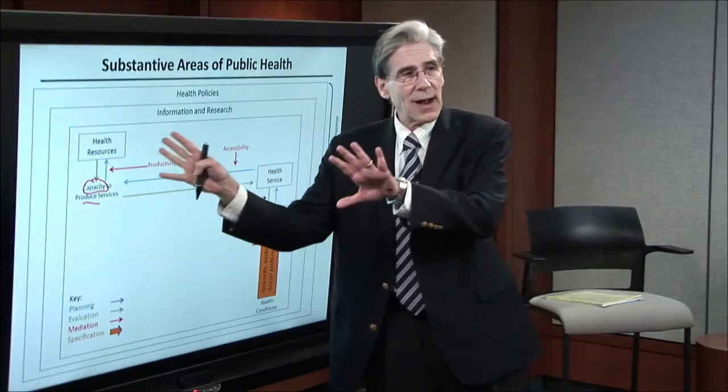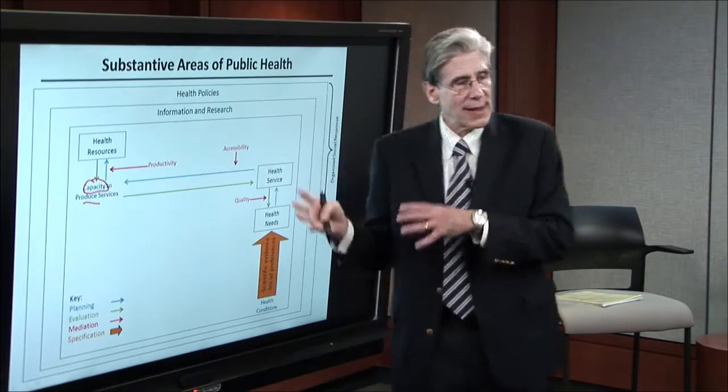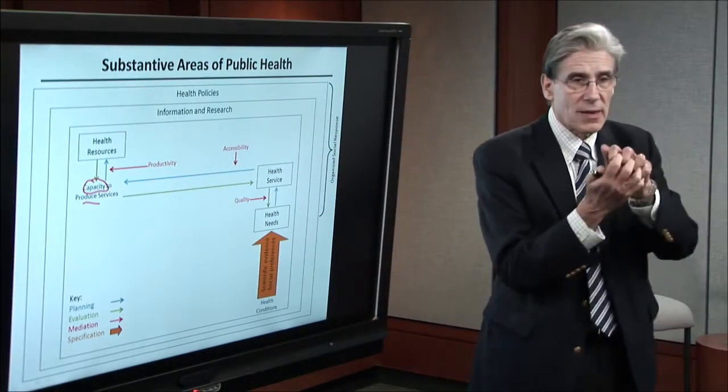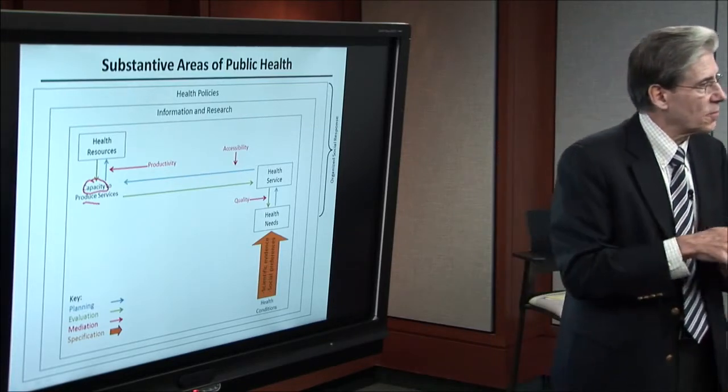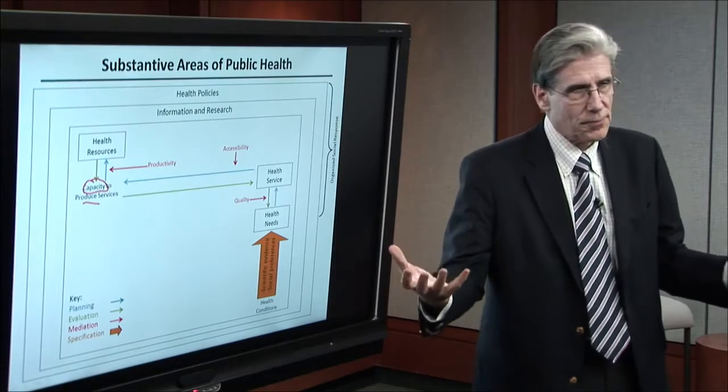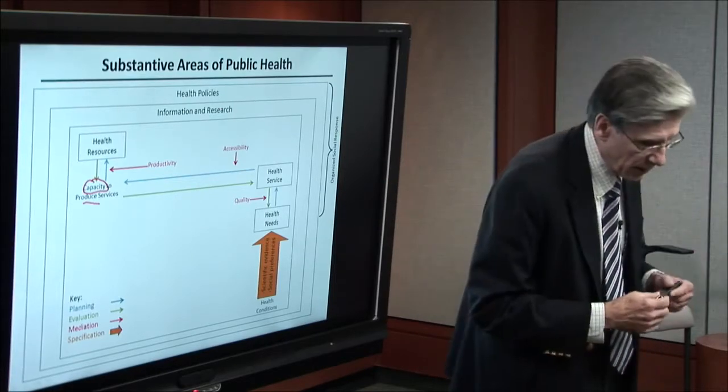So productivity is entirely an attribute of resources. Accessibility is an attribute of the degree of fit between characteristics of the resources and characteristics of the population of potential users or patients.